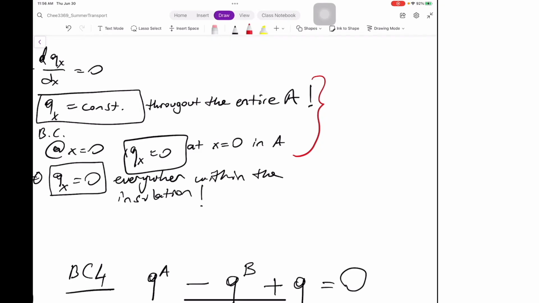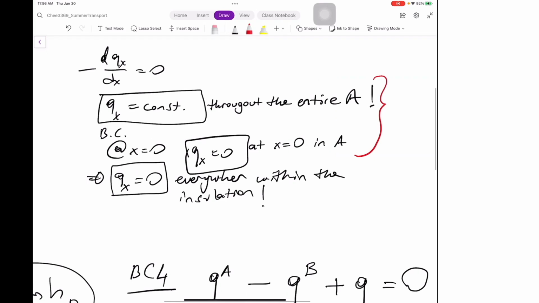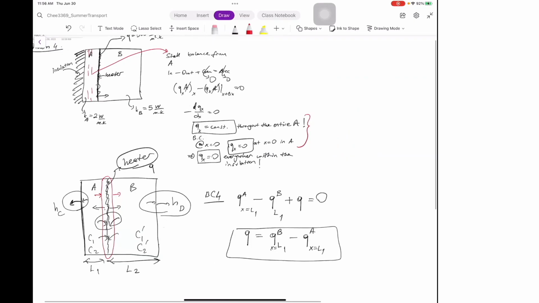So it's like saying, my brother and I have the same age, and my brother is 25 years old. So how old am I? I am also 25 years old because I said that I am the same age as my brother, right? It's the same thing. I say the Qx is everywhere the same, and Qx is 0 at one point. So guess what? Qx is 0 everywhere, right? That's a mathematical argument happening there.